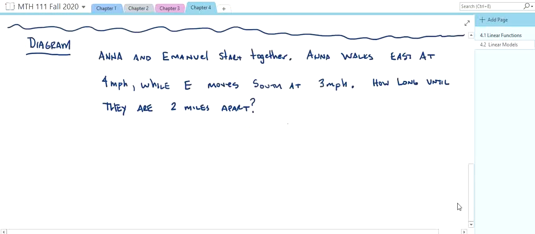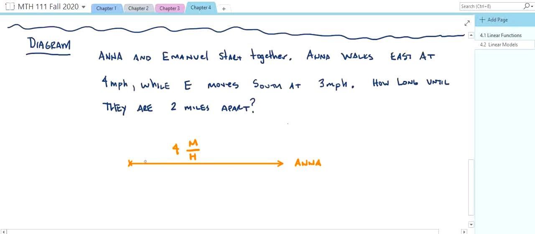Well, their rate of change of movement is linear here. So we're going to be able to set up a linear problem. First off, let's think about Anna. She's moving east, so typically we consider that to the right. So this is Anna, and she's moving at 4 miles per hour.